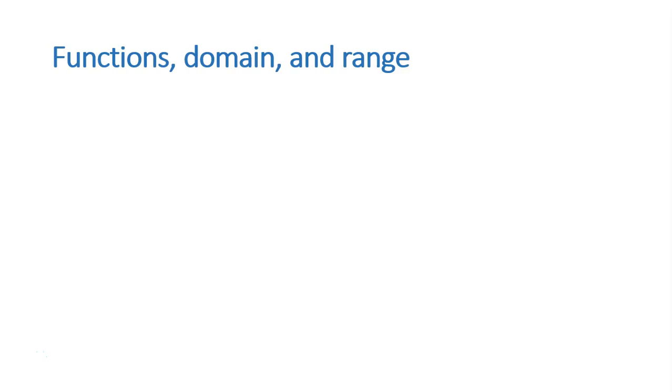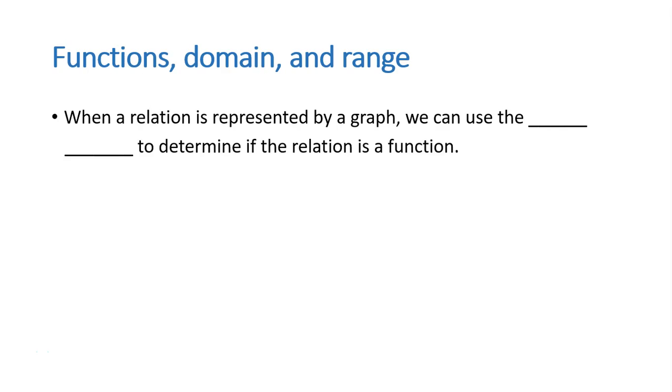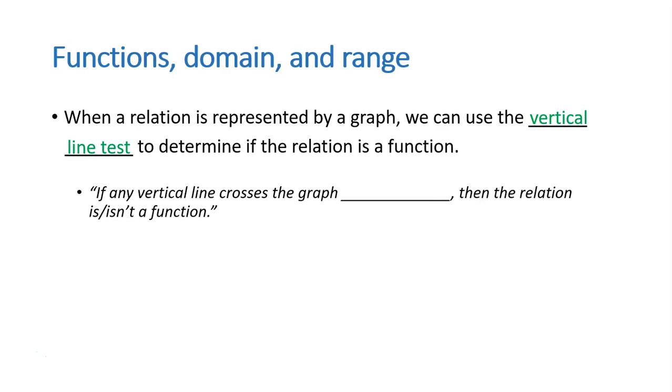So now we're going to consider what happens when we have a relation or a function represented by a graph. When a relation is represented by a graph, we use what we call the vertical line test to determine if the relation is a function. So the vertical line test states if any vertical line, keyword any vertical line, crosses the graph more than once, then the relation isn't a function.